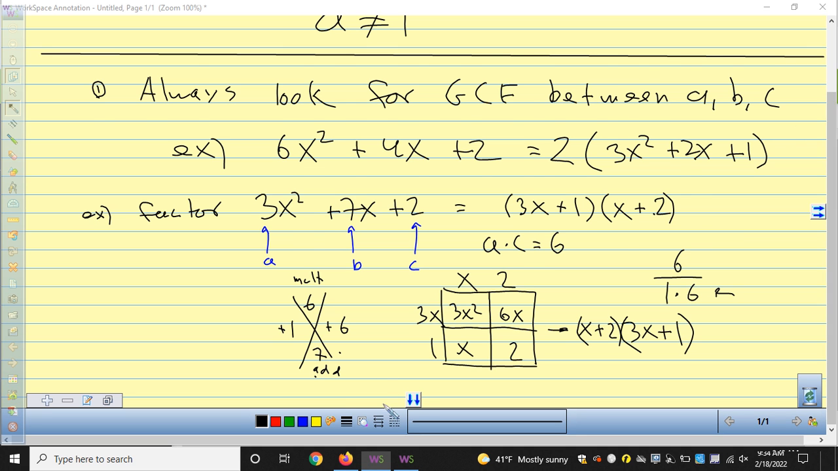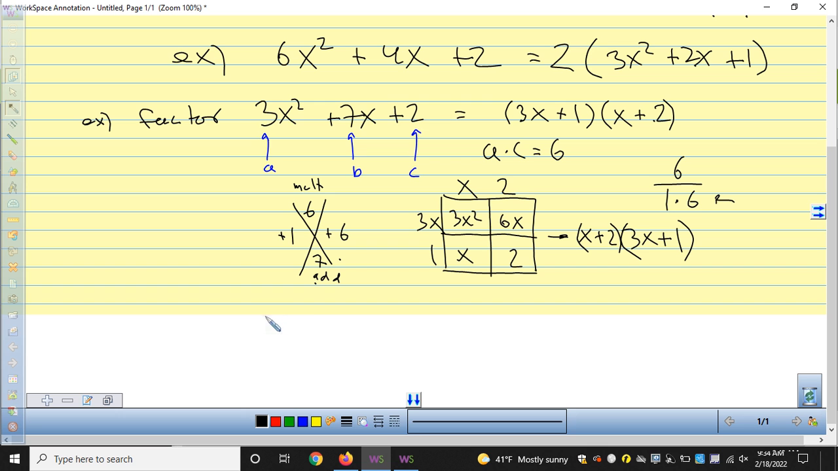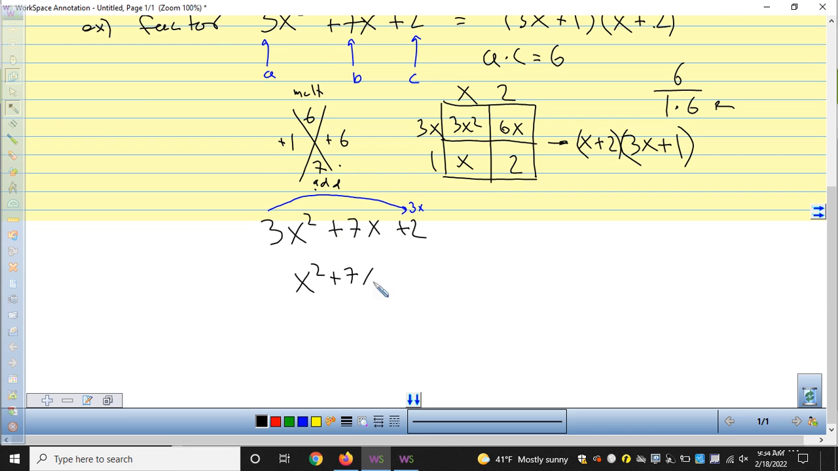All right, so let me show you the slip and slide method now. 3x squared plus 7x plus 2. For the slip and slide method, we're still going to multiply a times c. But the way we're going to think about this is this 3 is going to slip over here and multiply. So we're thinking of moving the 3 here to the end. So I'm going to write x squared plus 7x plus 3 times 2 is 6.